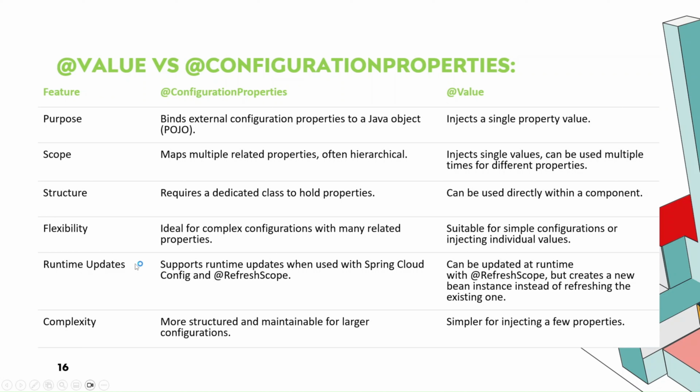And runtime updates. If you change anything in the property files, by using request scope, you can pick up the latest value. Same thing here. Complexity: this is simple, this is a little bit complex. If the property file has prefixes with multiple cases, go with configuration properties. Or if the application properties have a unique case, no prefixes, straight away go with the value annotation.